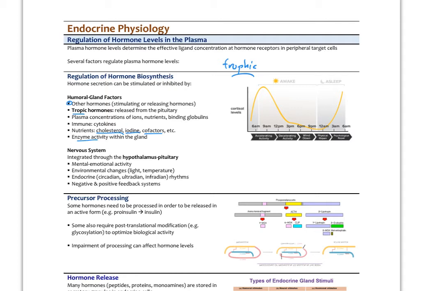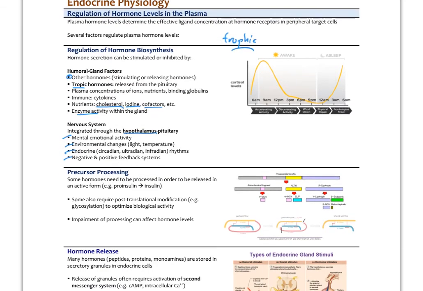So that's more important than the actual levels of the hormones, is the level of these enzyme activities. The nervous system also is a major integrative player in the endocrine system, and we'll have to look a lot at the hypothalamus and how it does that. And that's very much influenced by your mental emotional activity, environmental changes like light and temperature, your endocrine rhythms, so that would be those different chronobiological rhythms I spoke about, and then the presence of negative or positive feedback cycles. So that's one major step in the regulation of plasma hormones.